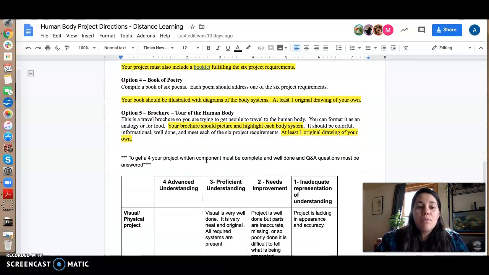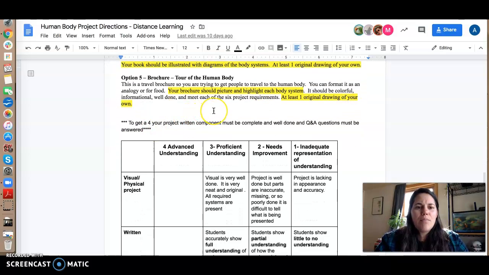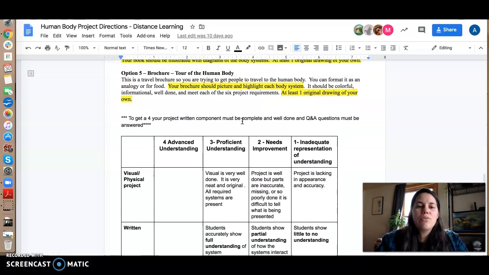Option 4 is a book of poetry. So you need to have 6 poems, and each poem should address one of the project requirements. You could add illustrations. Again, you should try to add an original if possible. If not possible, I'm not going to penalize you for it. Option 5 is that brochure. So it's like a travel brochure. You could format it as an analogy for like a restaurant or an amusement park. So these are those options here.